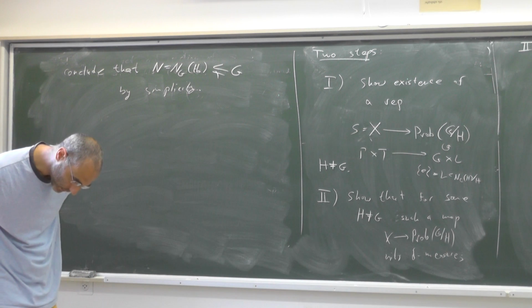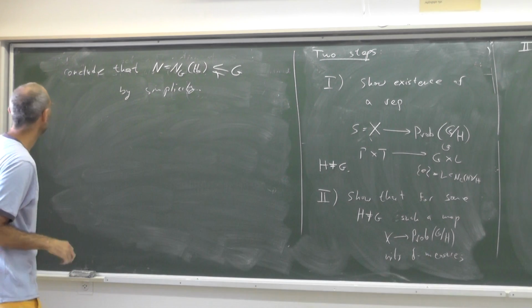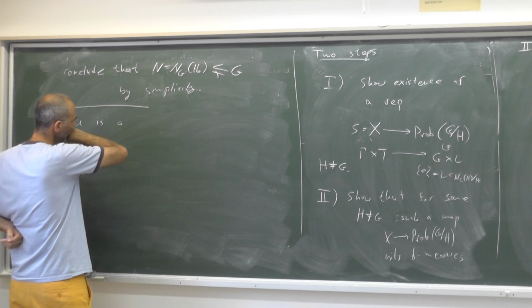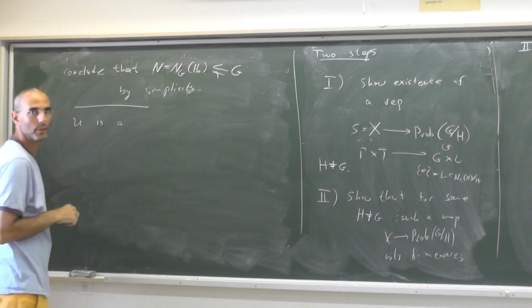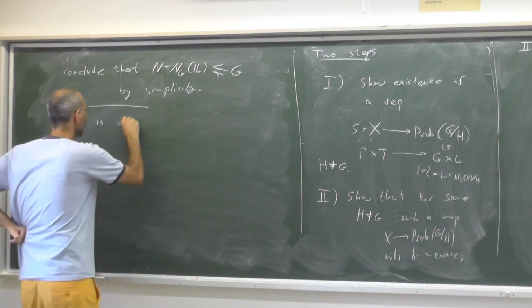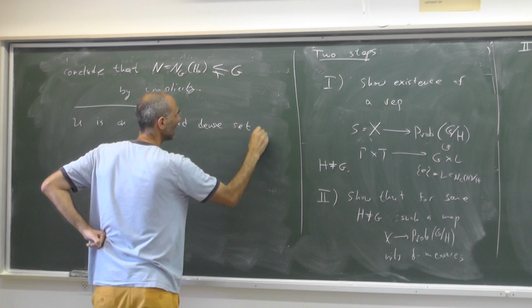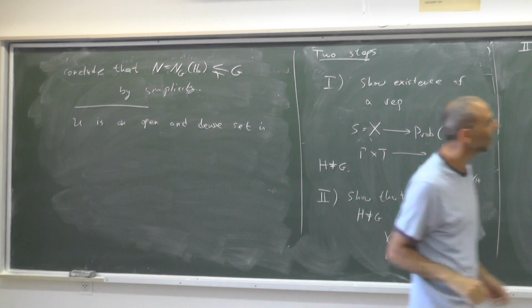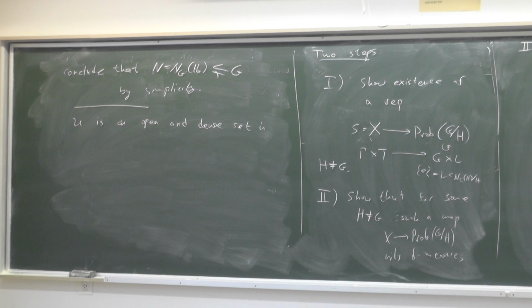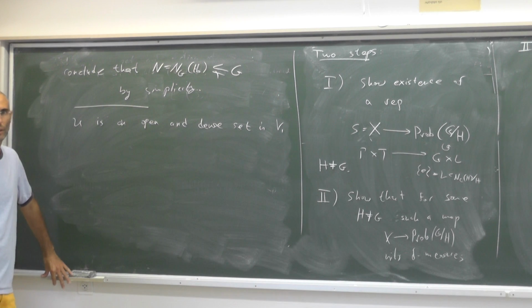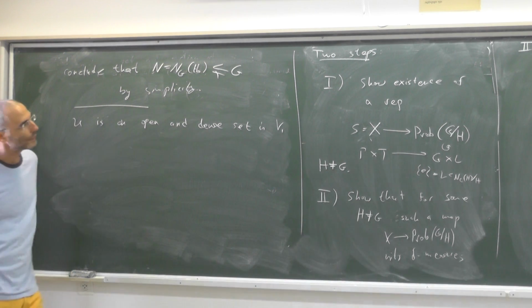What is this U actually? We claim that U is an open-ended set in G mod H0. This is my V. Is it clear this is a Zariski open condition? Maybe I'll explain this.